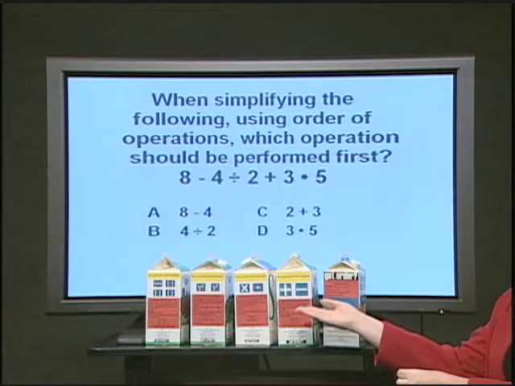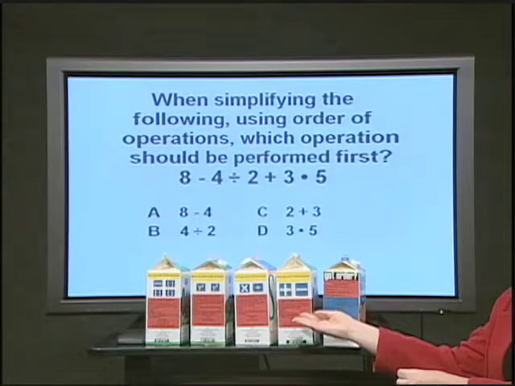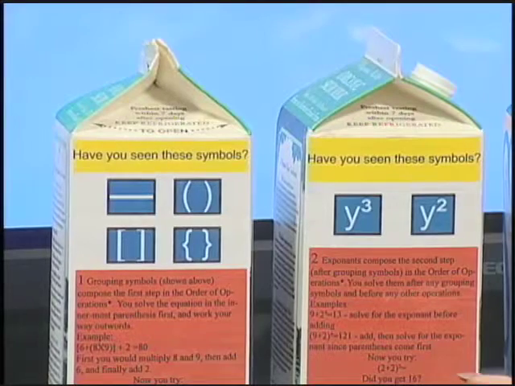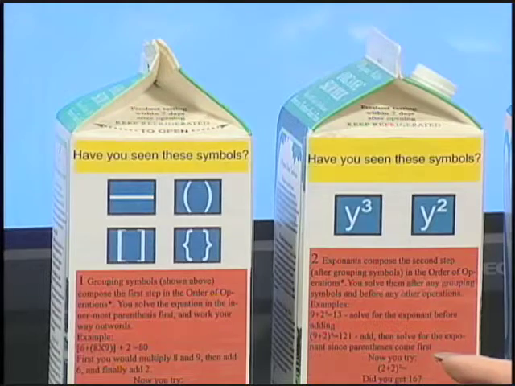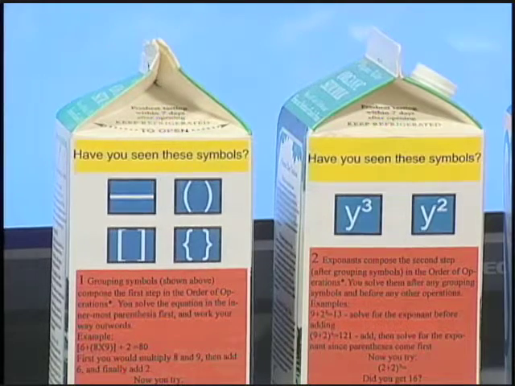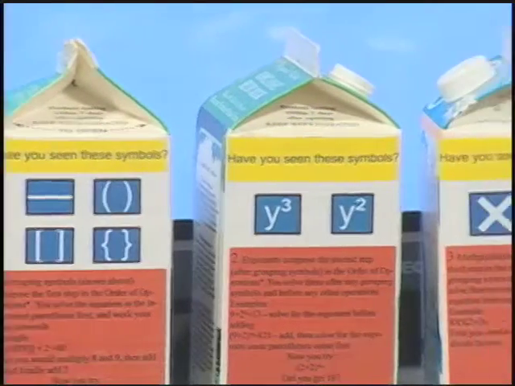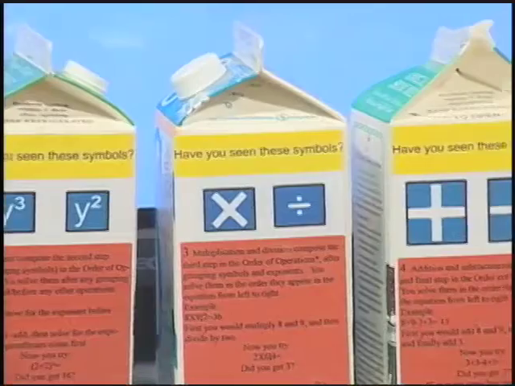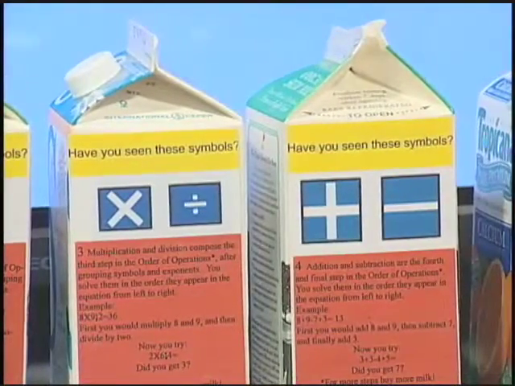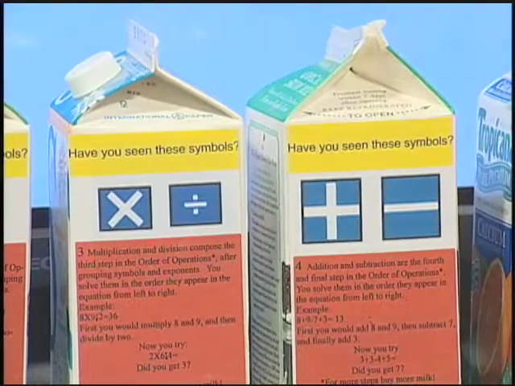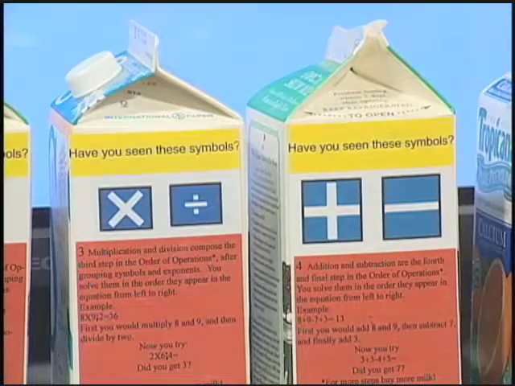And so she took a bunch of milk cartons and created panels for those milk cartons. The girl began with the first milk carton, where she explained the first rule, which was for grouping symbols. Then she moved to a second milk carton to explain the rule for using exponents. She used a third milk carton to explain when you use multiplication and division, and the fourth carton for the rule on addition and subtraction.